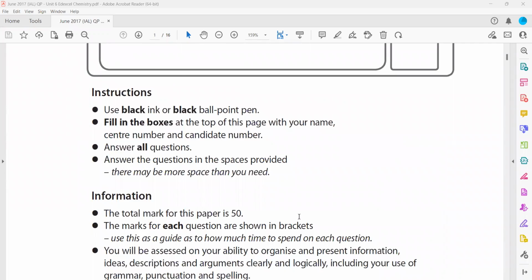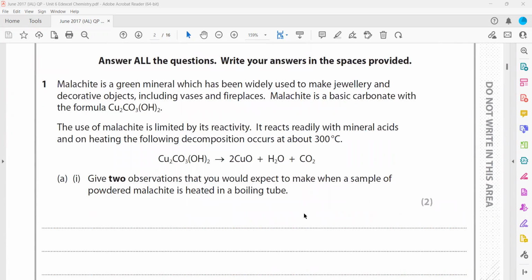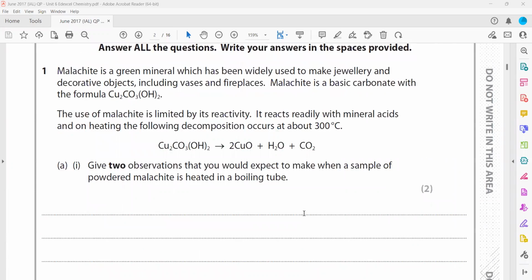So, May-June 2017 paper. Usually the first question is about identification. The first two questions are related to identification of the ions. So we have the ore. Malachite is a green mineral which has been widely used to make jewelry and decorative objects. And the formula is given.